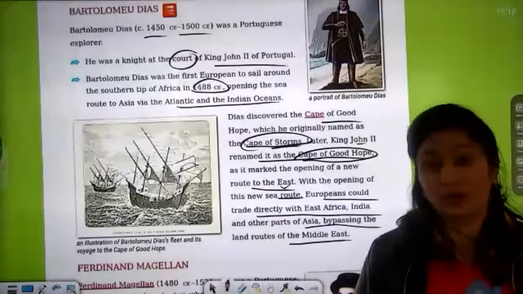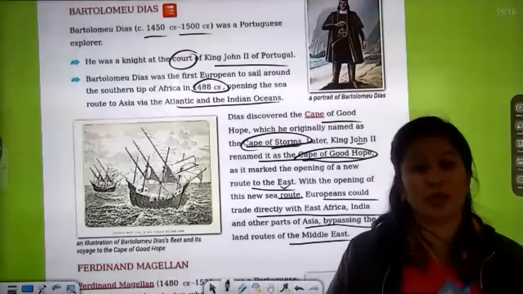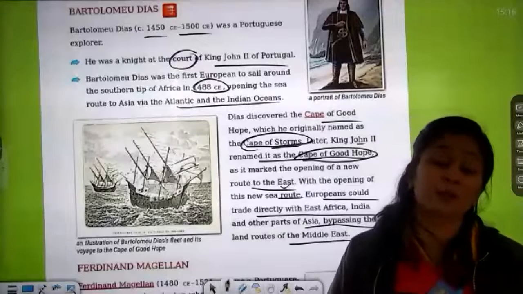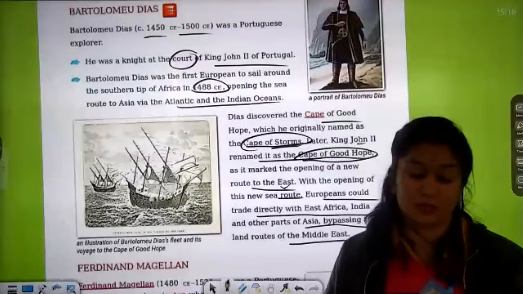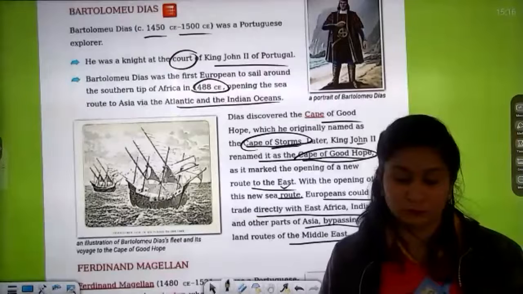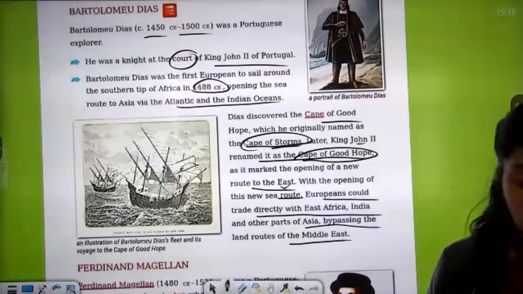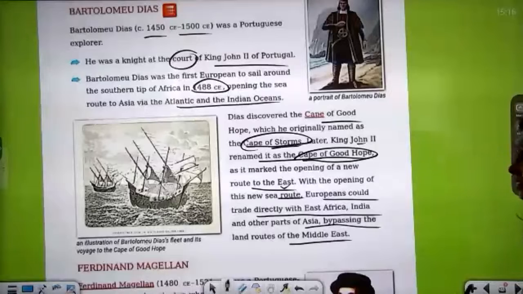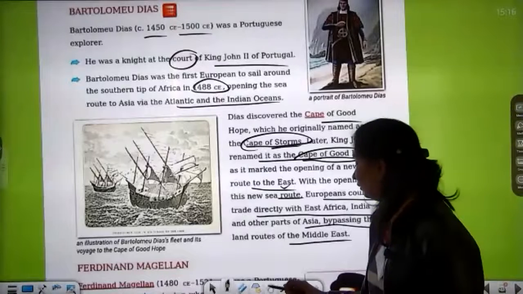Earlier they used to reach India and Africa through the land parts of different Middle East countries. Okay. Now, Bartholomew Dias we have read, Ferdinand Magellan we are going to read. Okay.